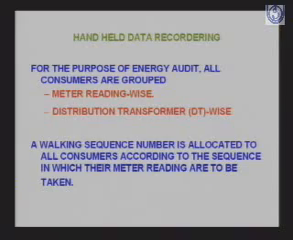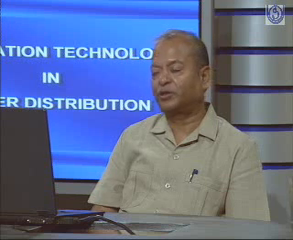Now, handheld data processing, recording, how is it done? For the purpose of energy audit, all consumers are grouped. A meter inspector has been given a particular area. This means meter reading wise, this HHD has been customized. Distribution transformer wise, within a distribution transformer, within a single row or within an area, there are a number of handheld devices, and how many meters one handheld device has to read is also pre-recorded. It means once a reader inspector wants to take a reading, a running sequence of numbers is allocated to the handheld device.